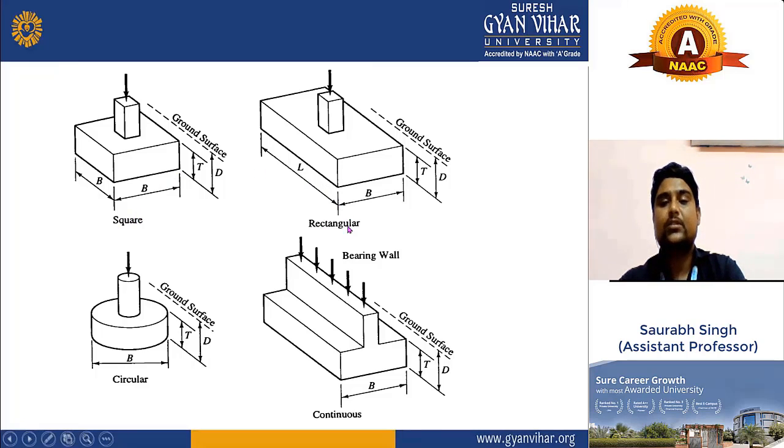Coming to the rectangular footing. Here you can see the length is higher than the width, and that's why it is called a rectangular footing. And there is also the ground surface, which we sometimes denote by GL.